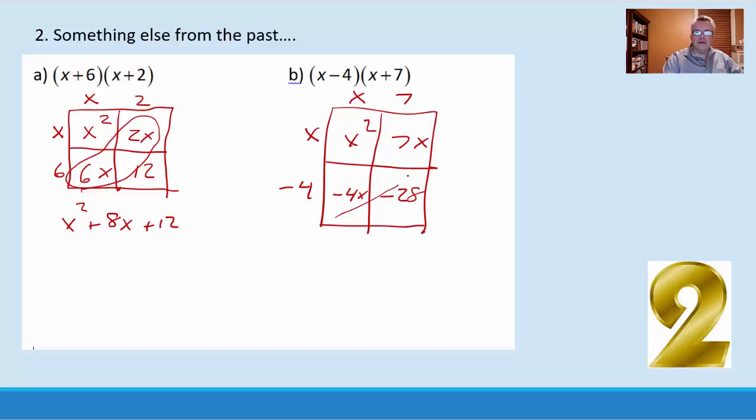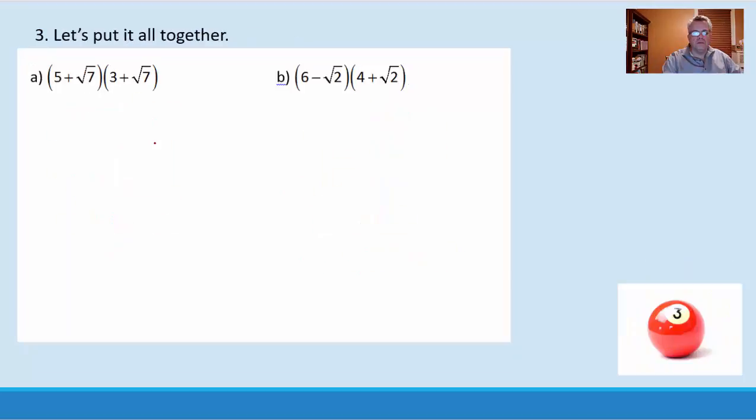All right, so again, these two terms we can put together because they're both x terms. So we have x squared. Negative 4x plus 7x is plus 3x. And then we have minus 28.